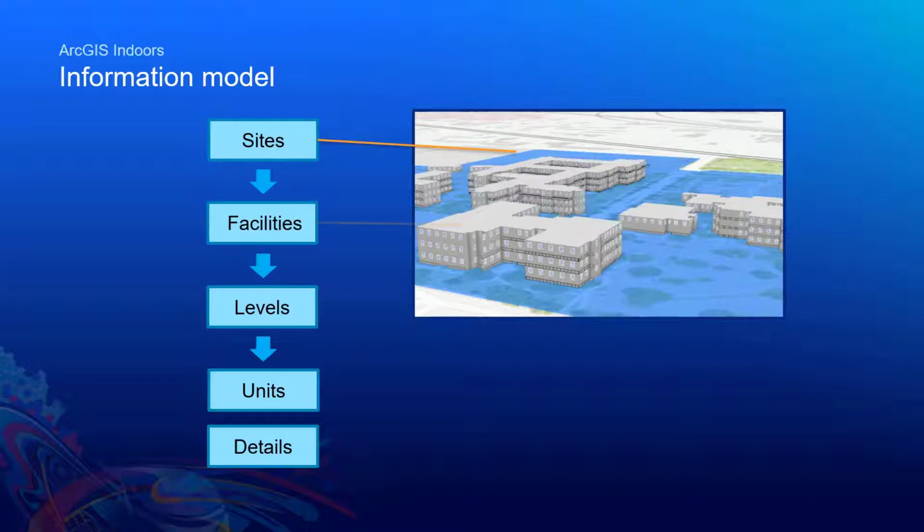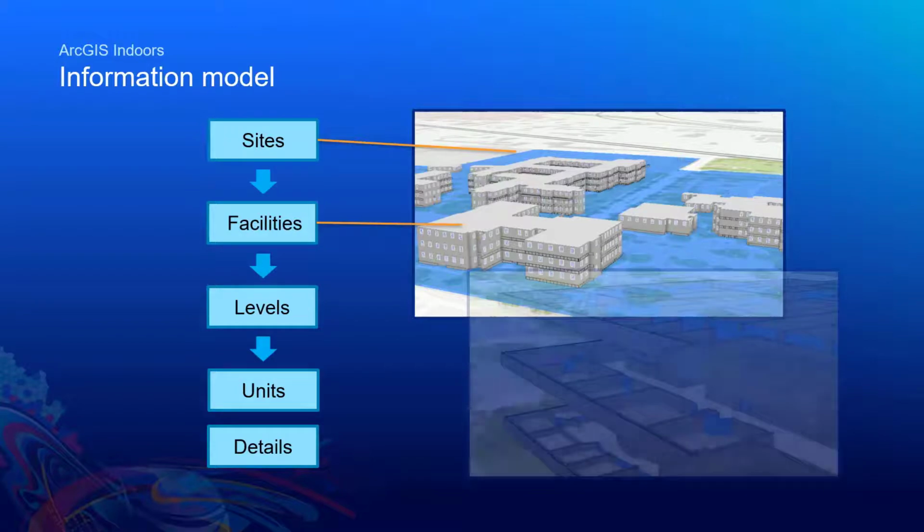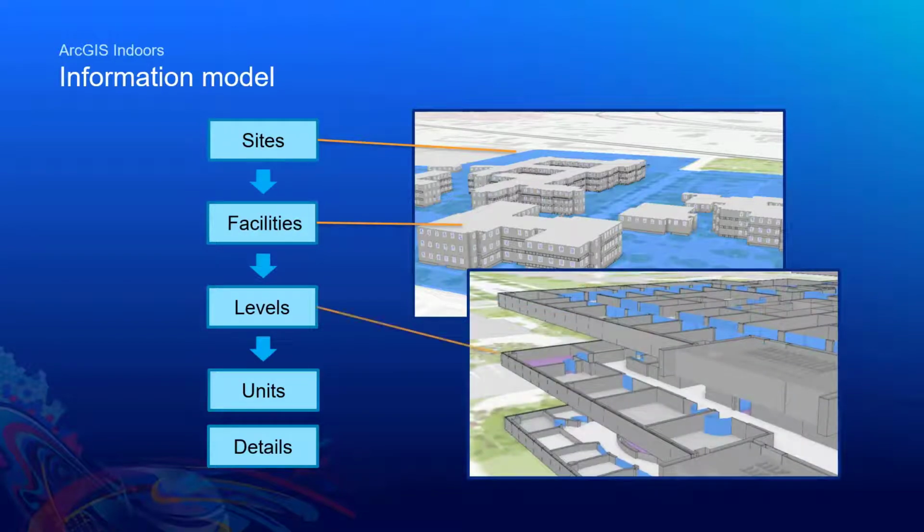A polygon in the Facilities feature class can represent a building or other structure, such as a parking garage, that's located on a site. Polygons in the Levels feature class can represent the different floors found within each facility, including the ground floor, basement levels, mezzanines, and even service levels. Unit polygons can represent rooms, hallways, stairwells, and other spaces found on a level, while a level's architectural details, such as walls, doors, and windows, are represented as polyline features in the Details feature class.